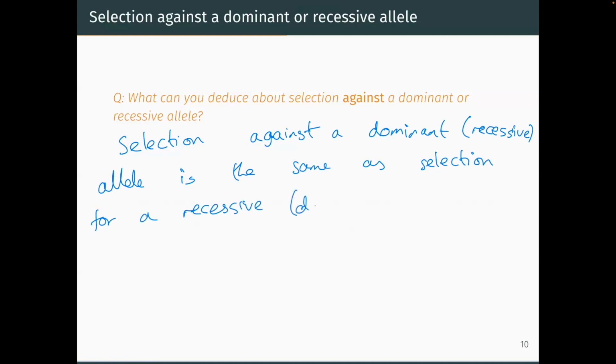Yeah, in brackets dominant, so thinking about the other way around. Allele. So when I put these things in brackets, it's just think about the difference. So selection against a dominant allele is the same as selection for a recessive allele, and also selection against a recessive allele is the same as selection for a dominant allele.